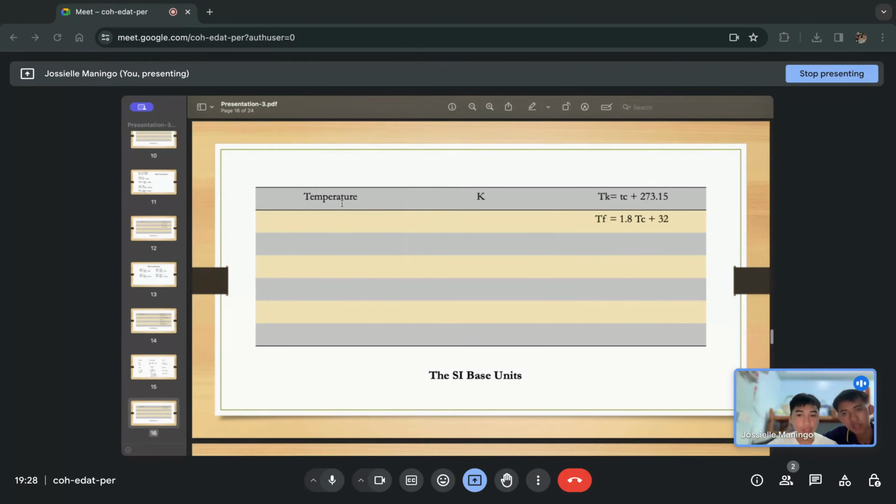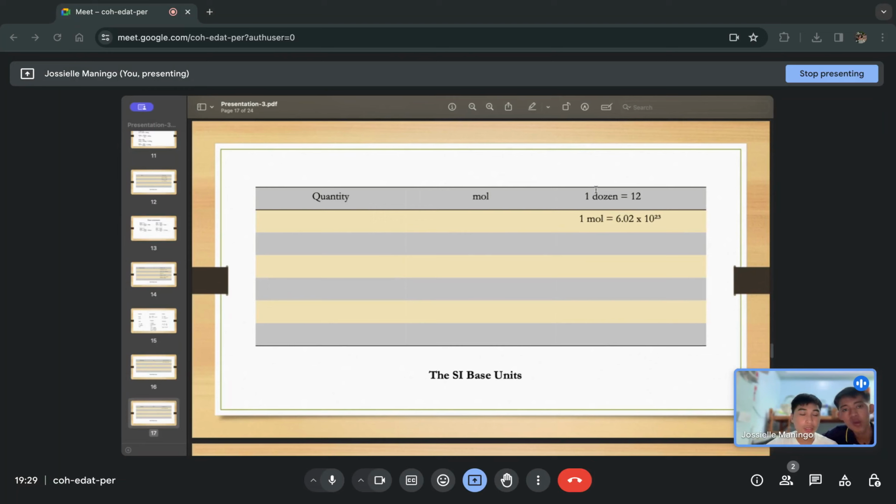And now we're going to the temperature. The unit of temperature is Kelvin, and the symbol is capital K. If you want to find the Kelvin temperature, we need to add 273.15 to the Celsius temperature. And to find the Fahrenheit temperature, we multiply the Celsius temperature by 1.8 plus 32. That's it.